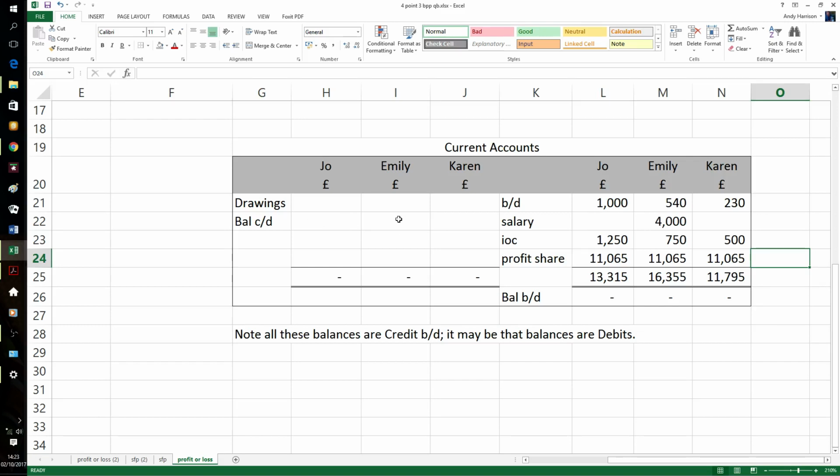So this is going to be the biggest side. They're all going to end up being credit balances at the end. So they're all going to be owed money by the partnership. But they've only just appropriated the profit, so that really should be the case. So we've got figures there. We know what the drawings are off the trial balance.